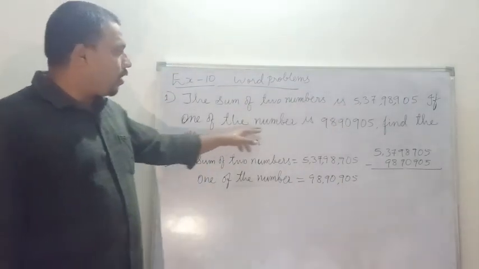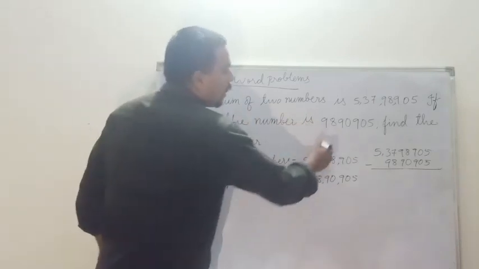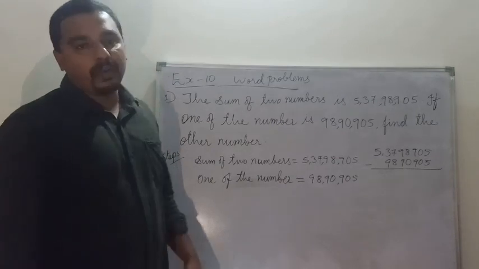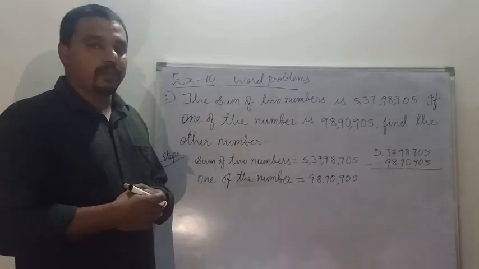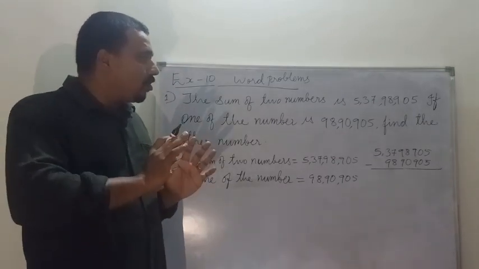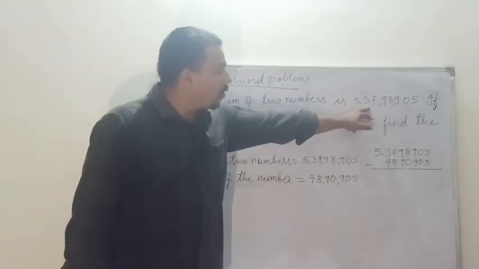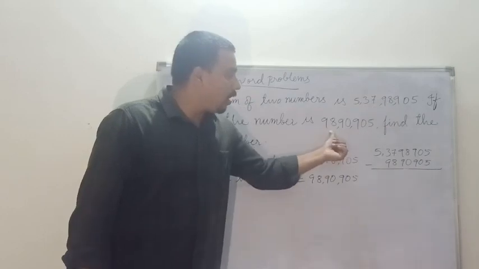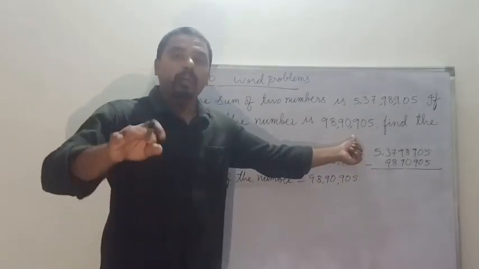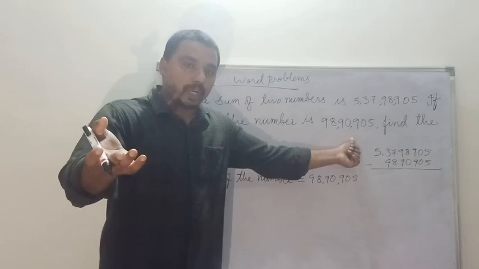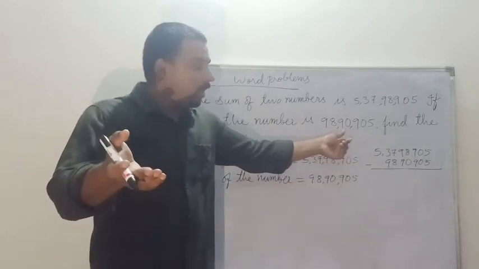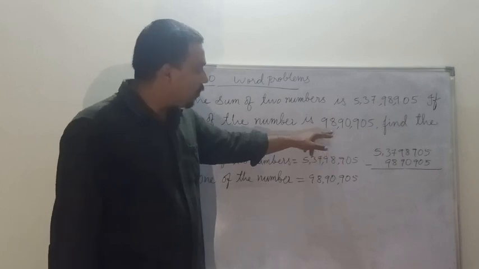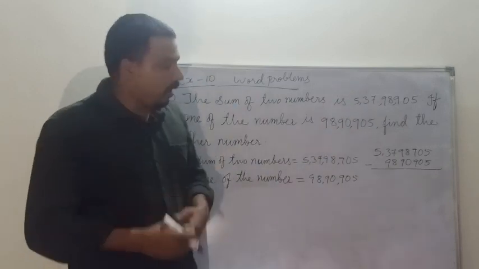If one of the numbers is 98 lakh 90,905, find the other number. So the sum of the two numbers is 5 crore 37 lakh 98,905, and one number is already given, and we need to find the other number. To find the other number, what do we have to do? We have to subtract the first number from the sum.